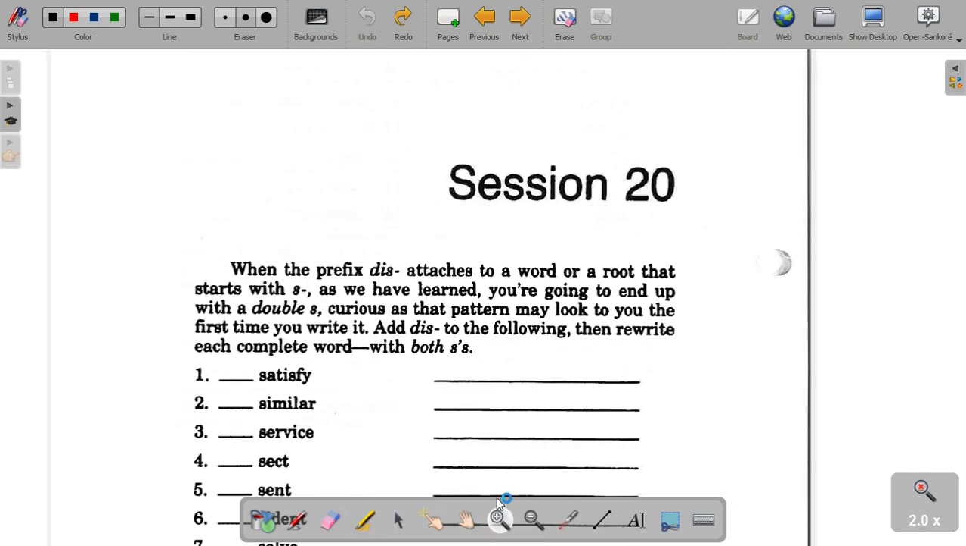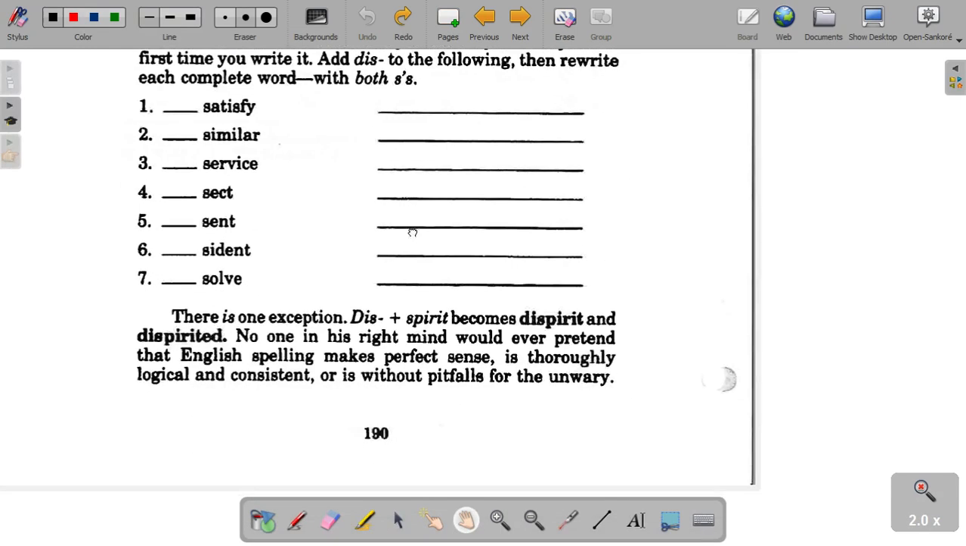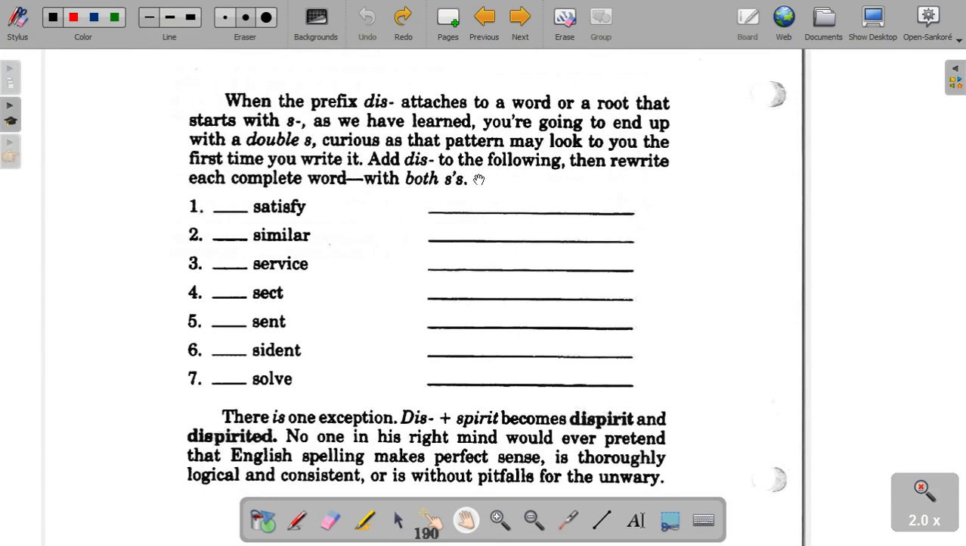We're not going to go over this in too much detail. These are all to do with the prefix dis. When you attach dis to a word or root that starts with an S, you're going to end up with a double S. So add dis to the following: dissatisfied with two S's, dissimilar, disservice, dissect, dissent, dissident, and dissolve. There's one exception, which is dispirited.